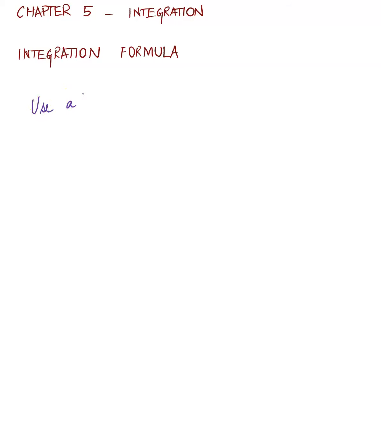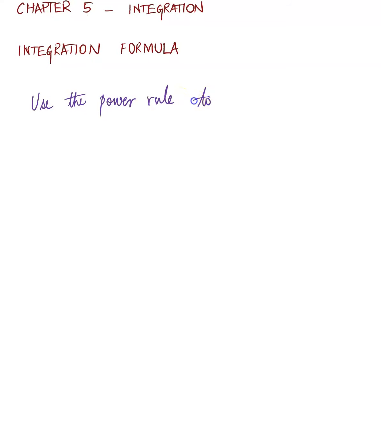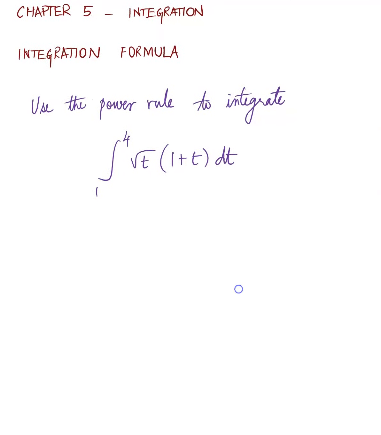So use the power rule to integrate, and we are given the integral from 1 to 4 of square root of t times 1 plus t dt. Now the thing is, this is a definite integral, so we are going to learn to apply the limits of integration into it. But these techniques are true even for indefinite integrals. Okay, we've seen that before.